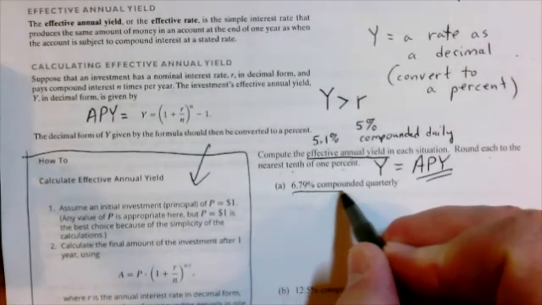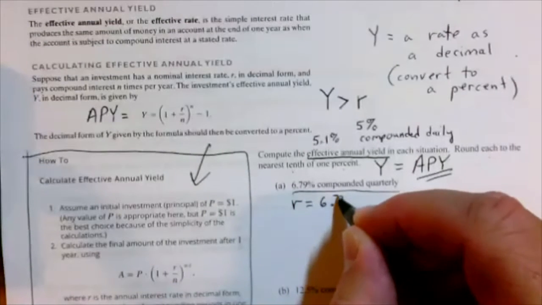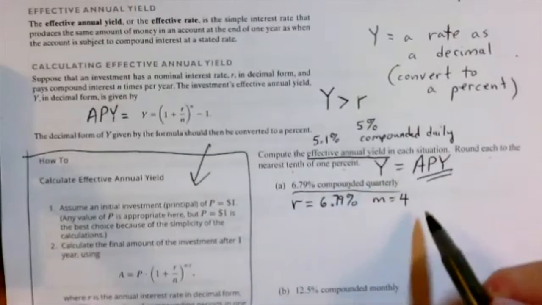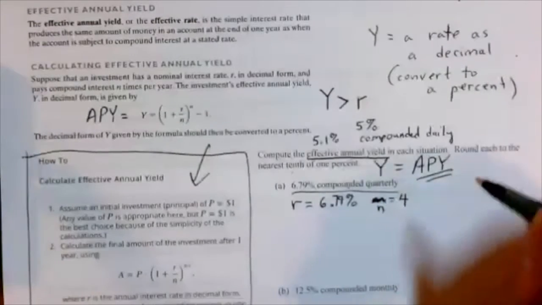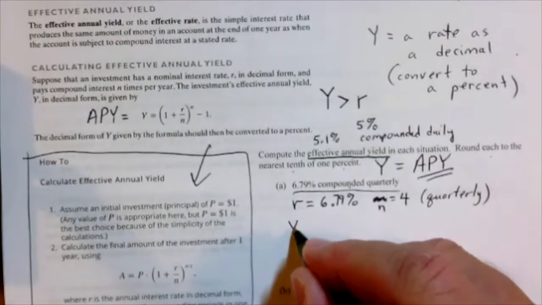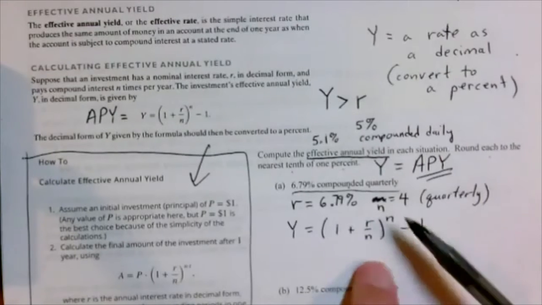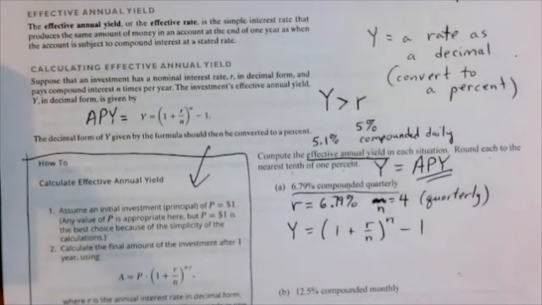All right, so here's the example. All you need is the interest rate and the compounding factor. Compounded quarterly, remember, gives us an N of 4 for quarterly. So let's write down our formula and plug in the right numbers. Notice that it's a little different than the compound interest formula in that the exponent here is not N times T, because we're doing a simple interest rate, which is based on 1 year. So T is 1, and so N times 1 is just N, and so it's left off.